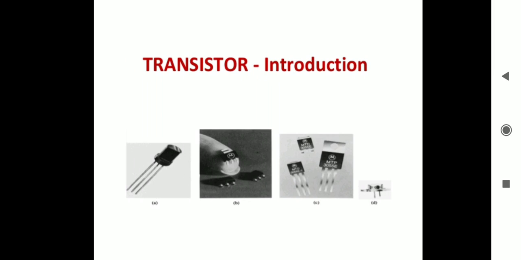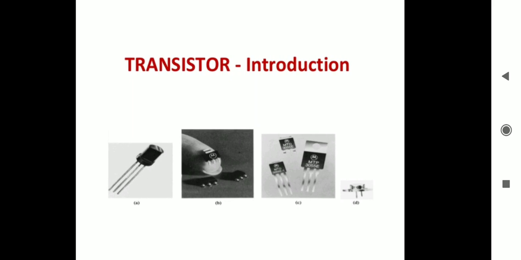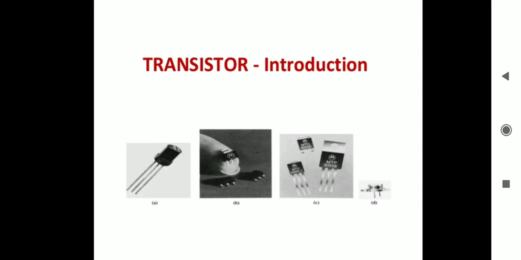As you know already about the PN junction diode, Zener diode, and LED, these diodes have two terminals. Already we have seen the working principle of all of these components. In the transistor, there are three terminals, right? That is of two types: one is NPN and another is PNP type transistor.